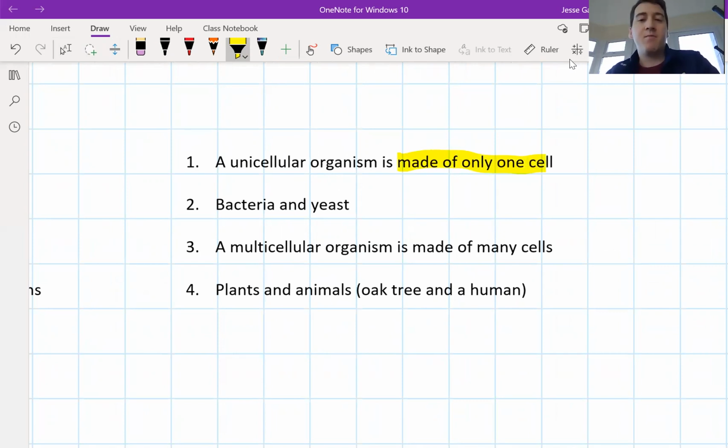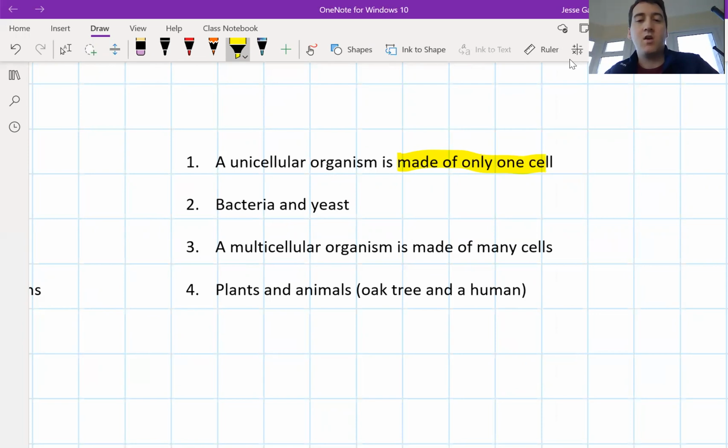Examples of unicellular organisms are bacteria and yeast. So bacteria we looked at in detail. We did discuss yeast as another one that we as humans use in things like making bread, in things like making wine and beer. So in the brewing industry and in the baking industry, yeast is very important, and it is a unicellular organism.